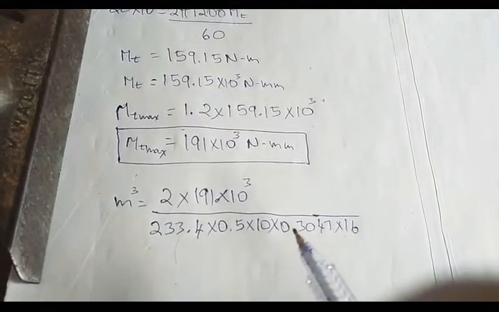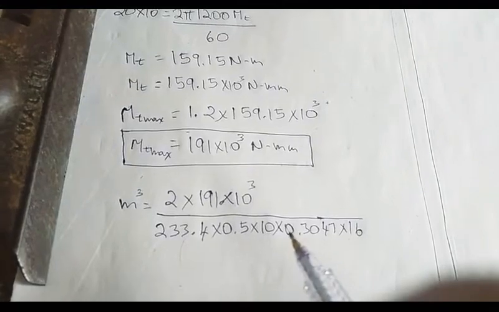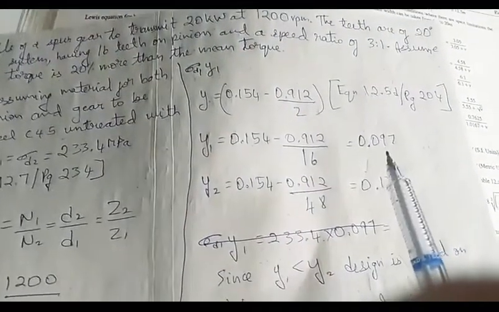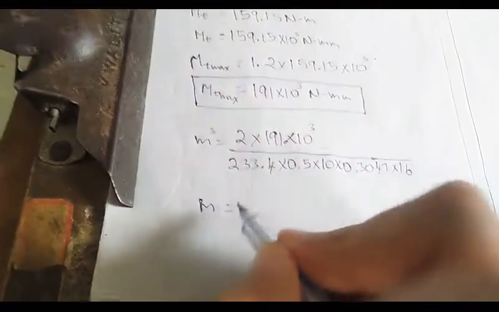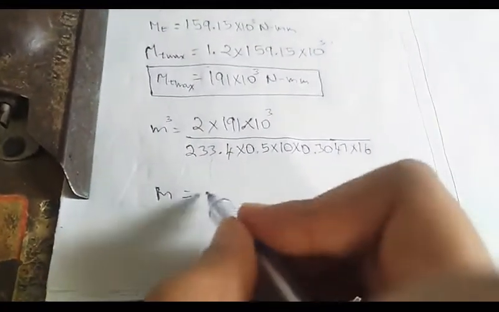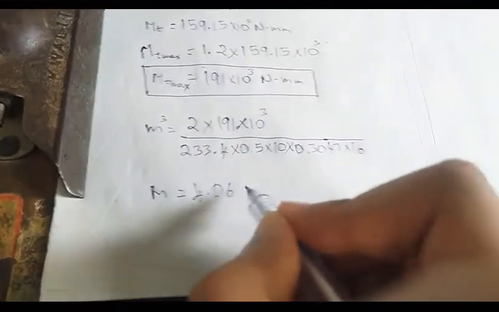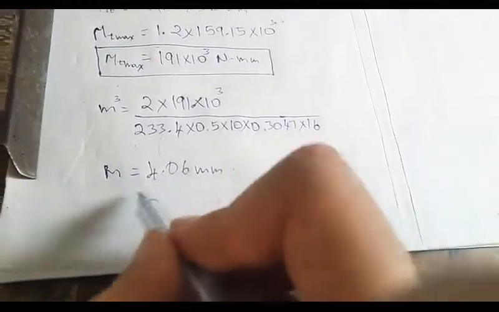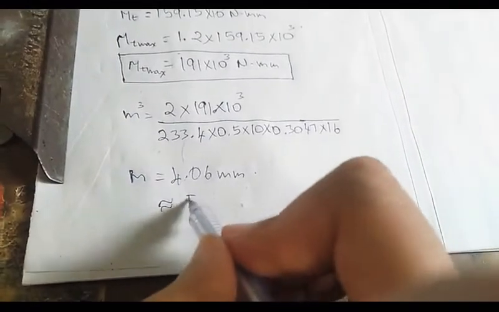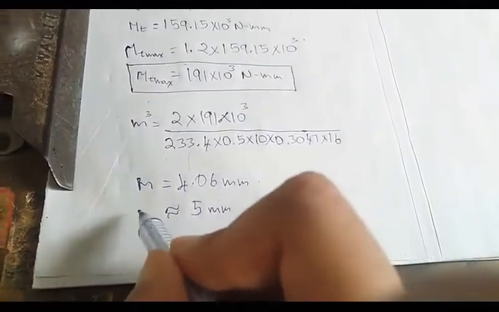This is y is equal to pi into y1. So y1 we have already calculated here. So this multiplied by pi, we will get this value, and this is z1. So now from this equation we will get the value of module as 4.06 mm. So we shall approximate this value to 5 mm from standard table for the modules.